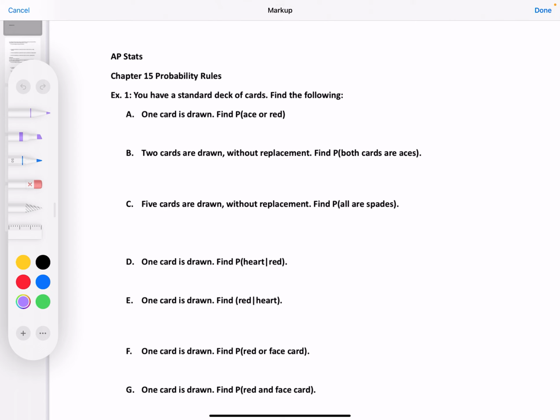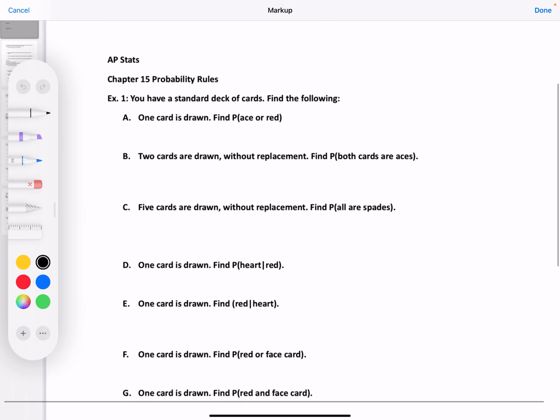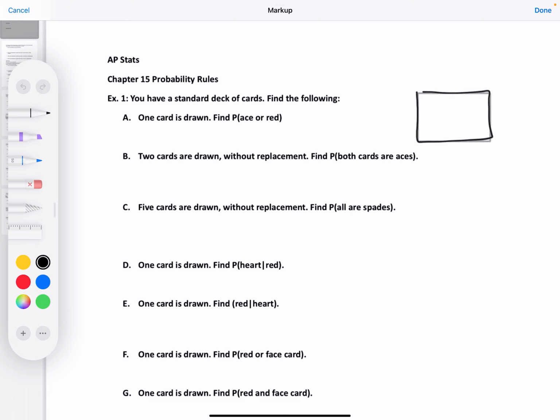Okay, so for P(ace), there's 4 aces, so it's 4/52, or 1/13. That's the probability of drawing an ace. So it has to be ace or, not and, just or, red. It might be easier to look at it like this: we're going to have black and we're going to have red.